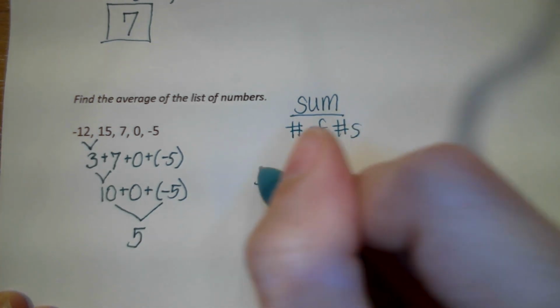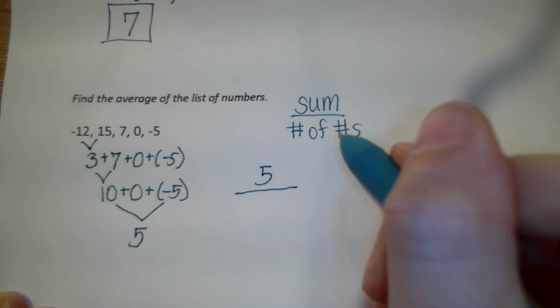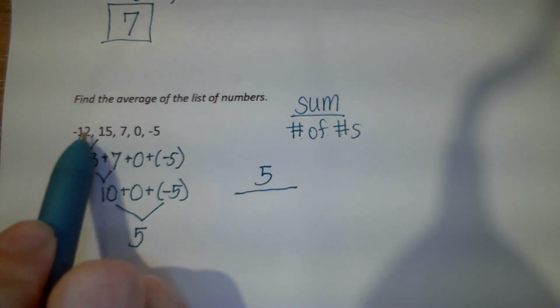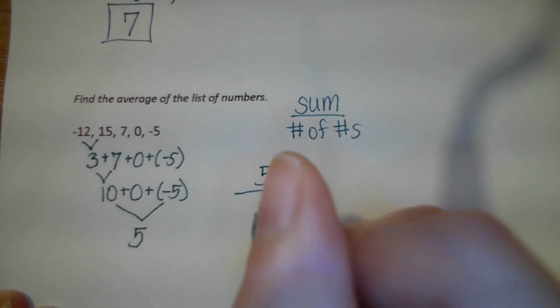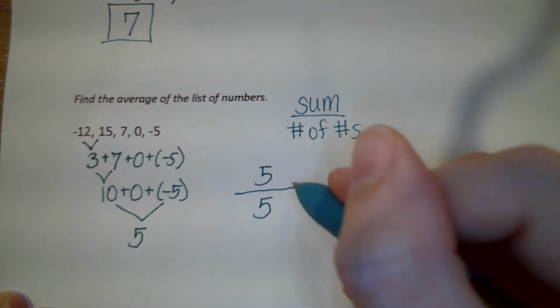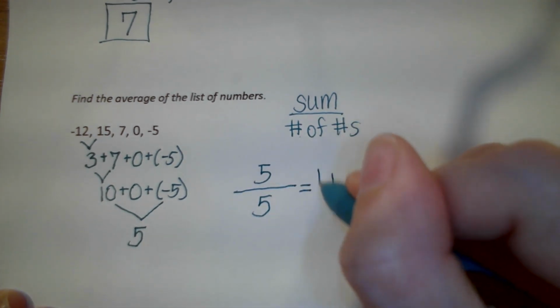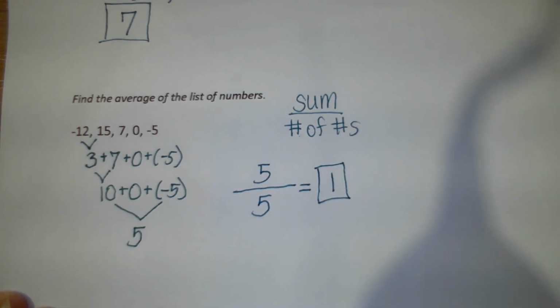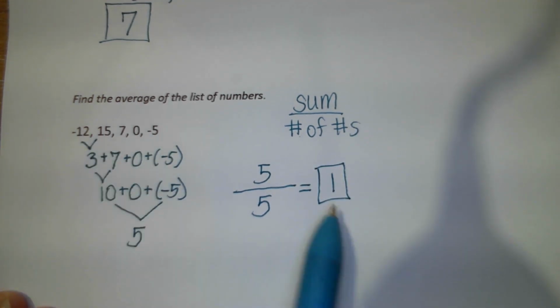Now we are going to divide that by the number of numbers in our list. So we have 1, 2, 3, 4, 5 numbers in our list. And when we divide 5 divided by 5, we get 1. So our average in this list is 1.